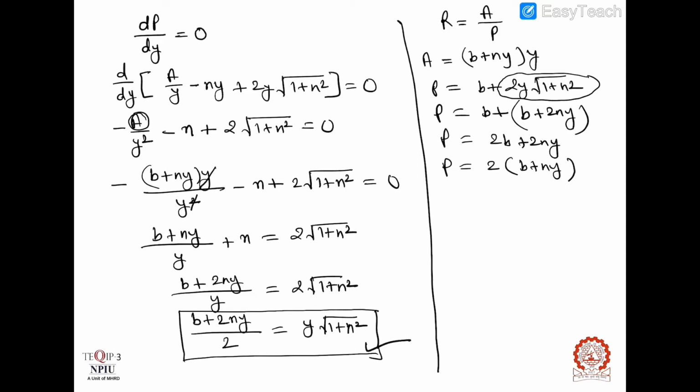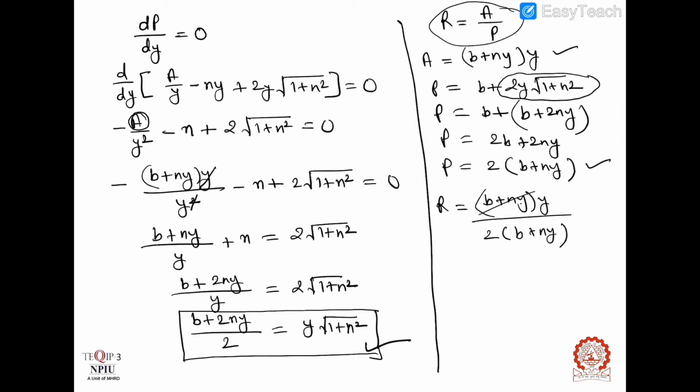Now substitute the value of A and P in this equation. R is equal to (b plus ny) into y divided by 2(b plus ny). So this will cancel out. This will be equal to y by 2. So the hydraulic mean depth for most economical trapezoidal channel section should be half of the depth of flow.